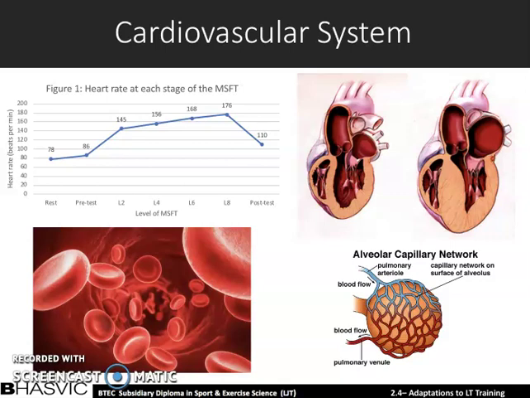Training will increase the volume of plasma in the blood. This will mean that the blood has a lower viscosity, which will produce better blood flow. This will mean that blood pressure is lower, preventing possible conditions like stroke and heart attack.